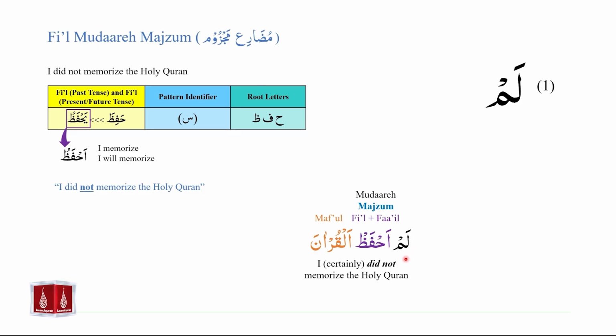We have strong negation, we have association with the past tense, and we have achieved that because of lam. Once again, to facilitate pronunciation and to make it more smooth, we will remove the zabar from Hamzatul Wasl and we will replace this sukoon with zair to get the result lam ahfazil Qur'ana.